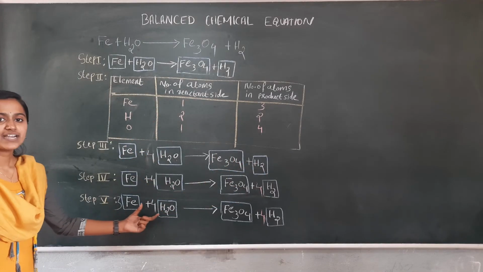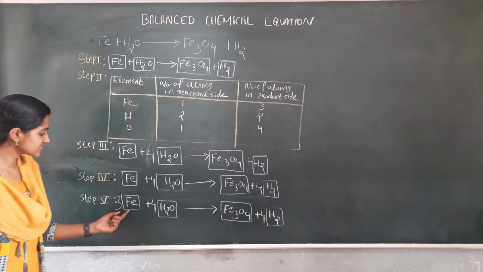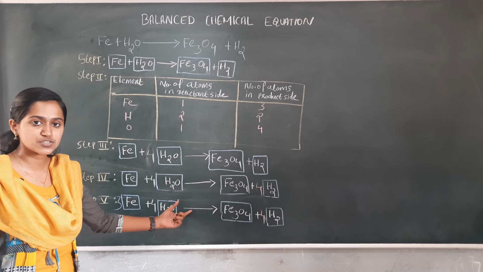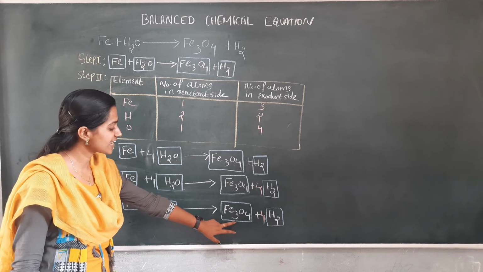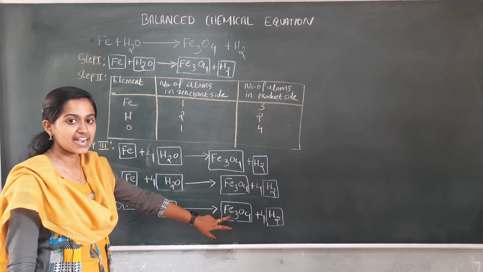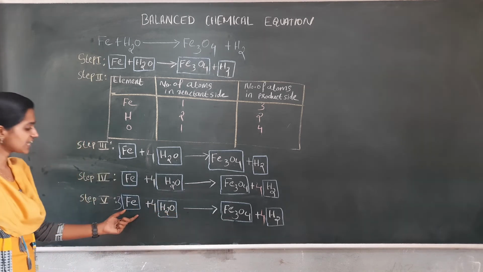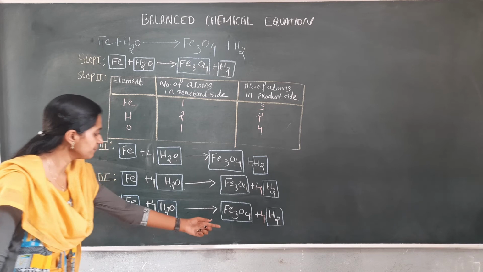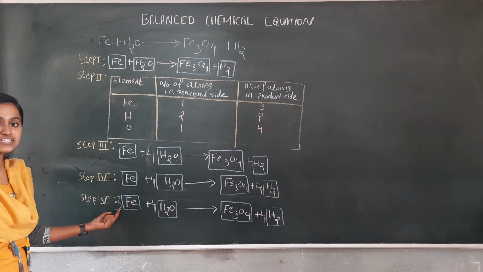There is only one atom remaining to be balanced, that is the iron atom. Then we count the number of iron atoms on both sides of this equation. Here on the right hand side of this equation 3 iron atoms are present, but on the left hand side only 1 iron atom is present. So in order to balance them, here we put the coefficient 3.